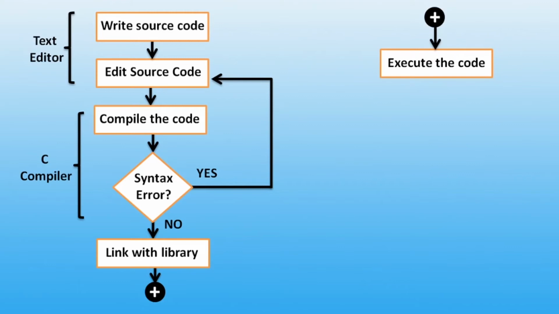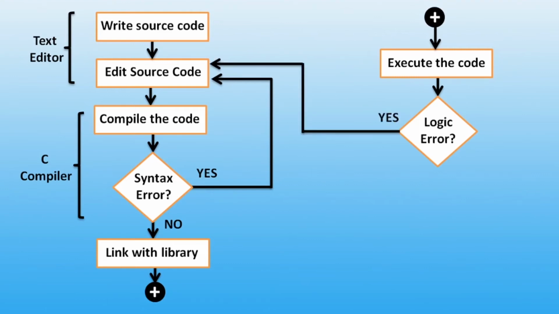Now after linking with the library, we finally execute the code. Though our program is free from syntax errors, it might have some logical errors. So we check for them. And again if a logical error occurs, we edit the source code and the process continues. If there's no logical error, then we get the output. So this is how a complete C program executes in a system.